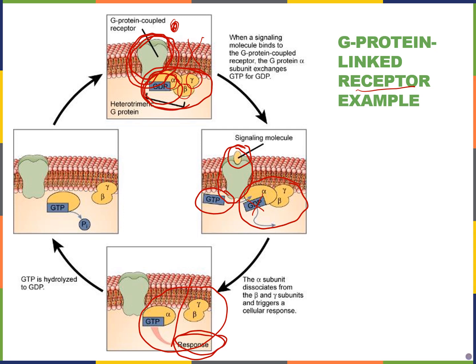Eventually, if the signaling molecule comes off, or if other steps occur and GTP is hydrolyzed and becomes GDP again, then the process stops. So we have the gamma and beta subunits reassociated, and everything can happen again if the next ligand or signaling molecule binds once more.